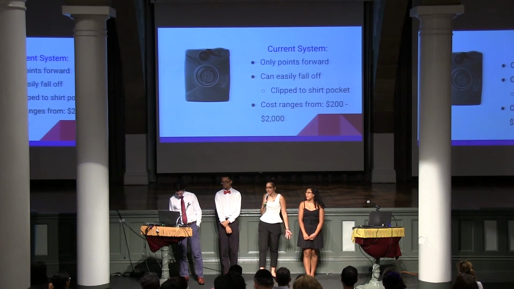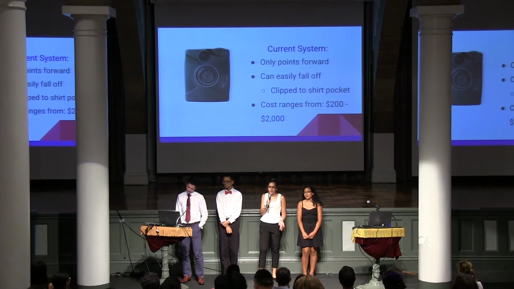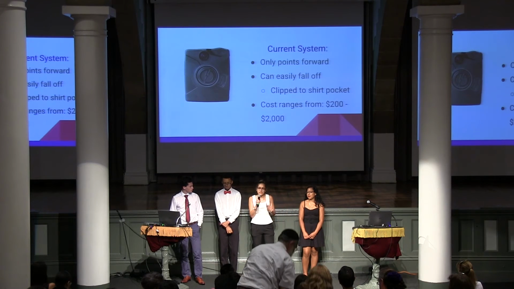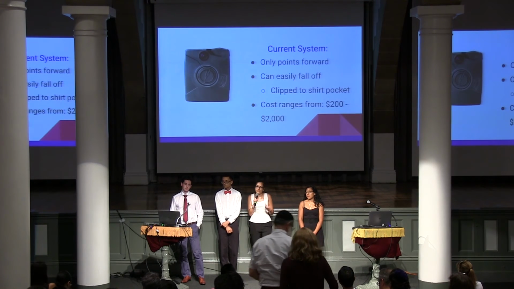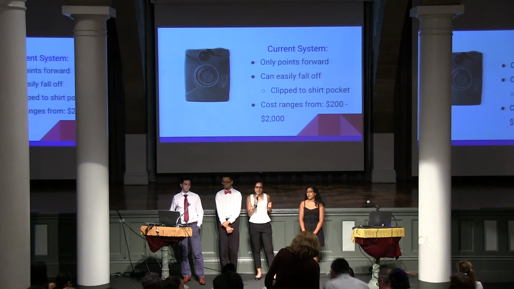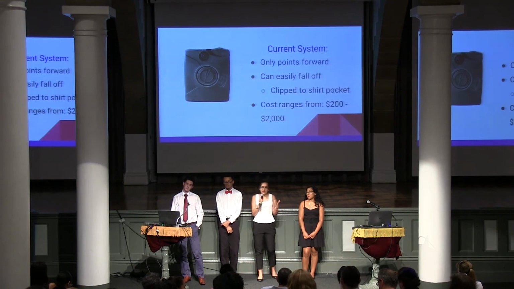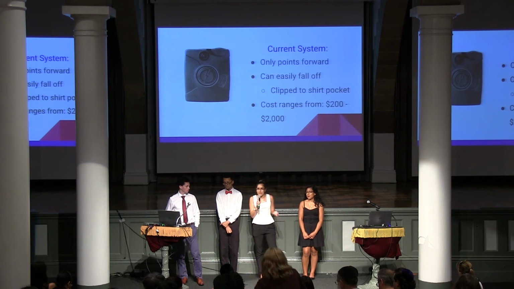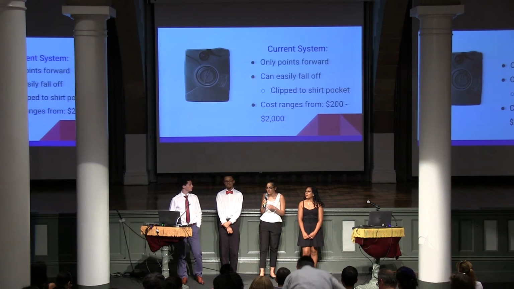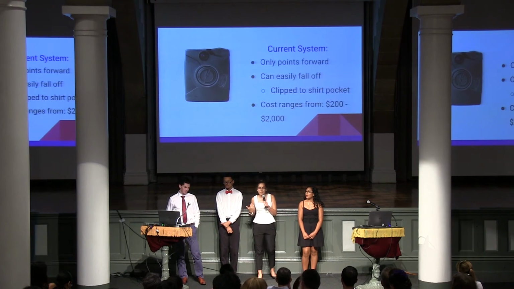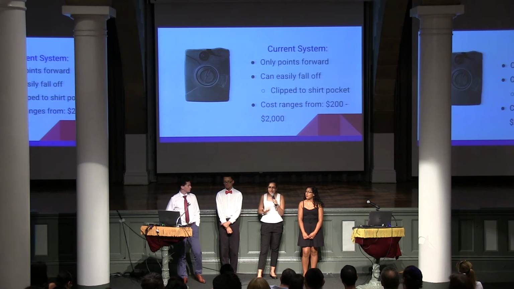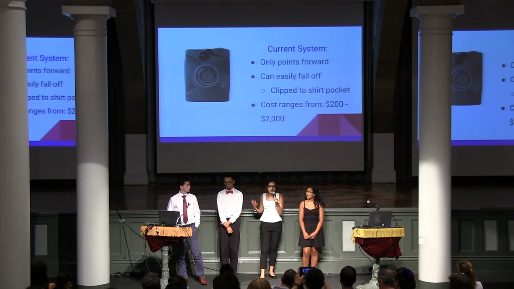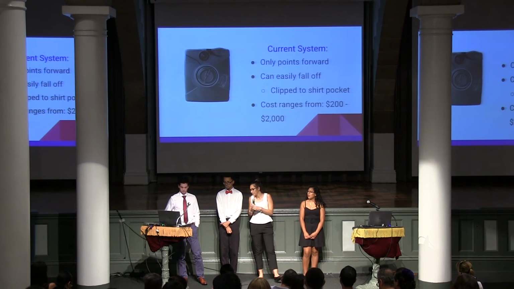So this is the current system that they have now. It only points forward and it can fall off easily. In recent reports, there have been times where police officers were at a crime scene and the camera itself has fallen off. We want something that's more secure and inexpensive, because some units in the force cannot afford to buy this camera, since at times it can be very expensive. So with our design, we want to make something that's inexpensive, secure, and will help figure out what actually happened at the crime scene.